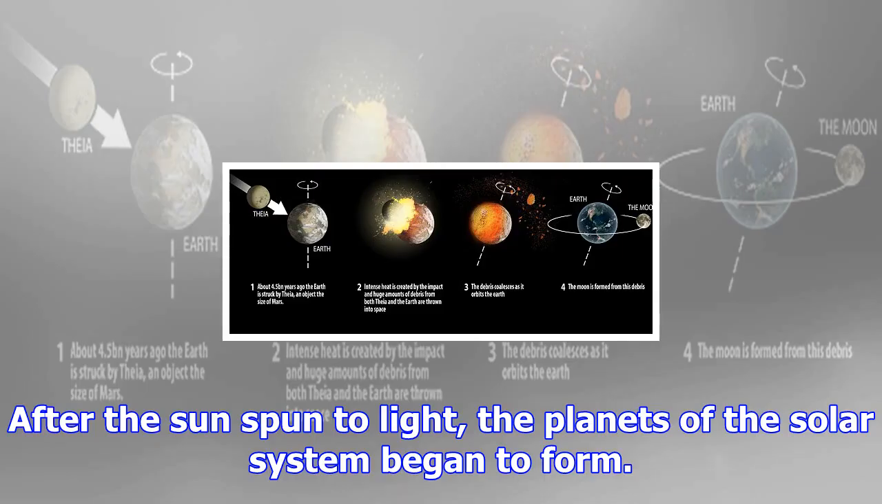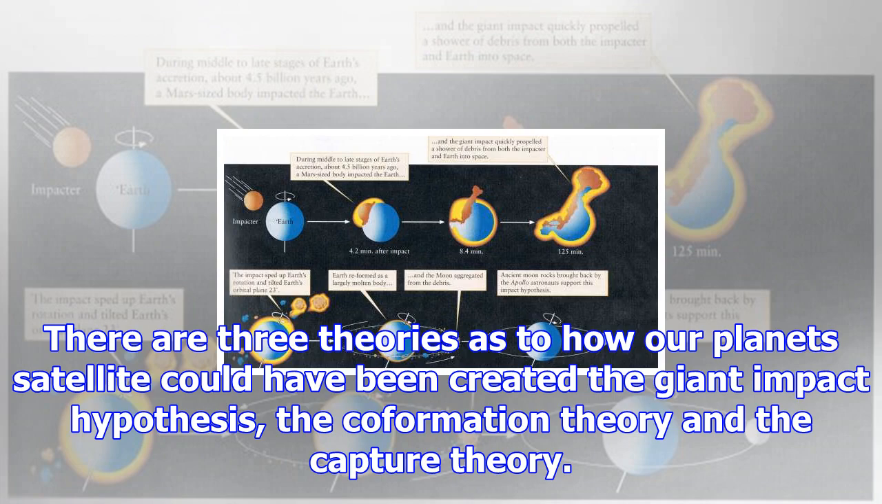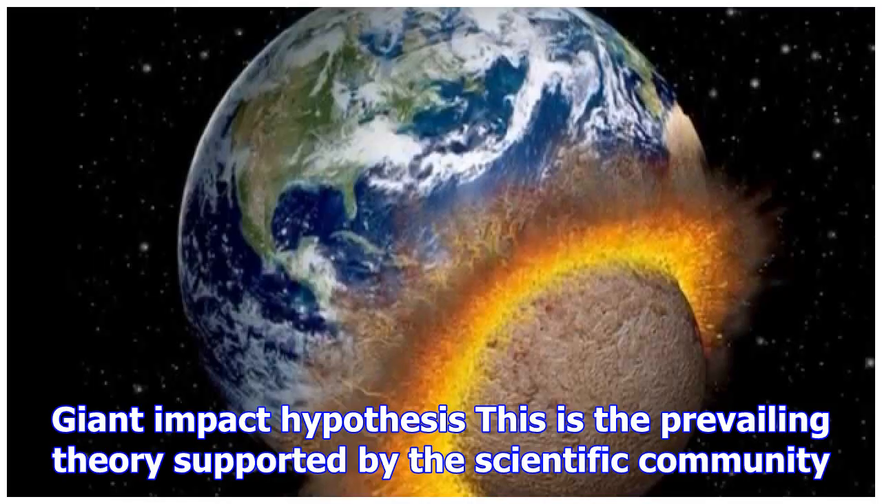After the sun spun to light, the planets of the solar system began to form. But it took another 100 million years for Earth's moon to spring into existence. There are three theories as to how our planet's satellite could have been created: the giant impact hypothesis, the co-formation theory, and the capture theory.